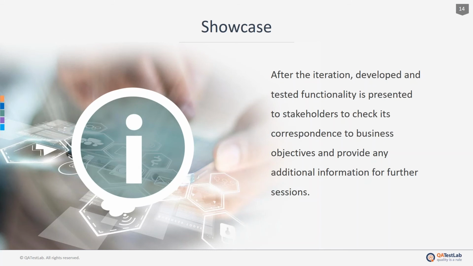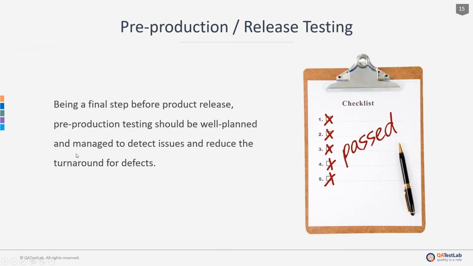And last but not least, the testing step within Agile development is pre-production or release testing. This testing will be done using the guidelines published by the client organization. In order to ensure an effective verification of the product release version, several practices are used.